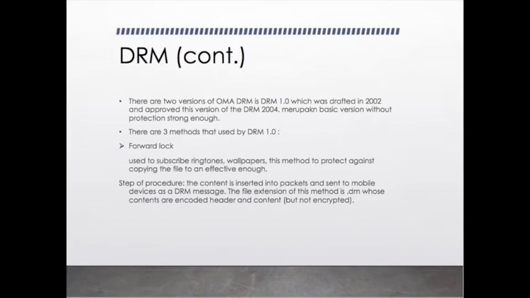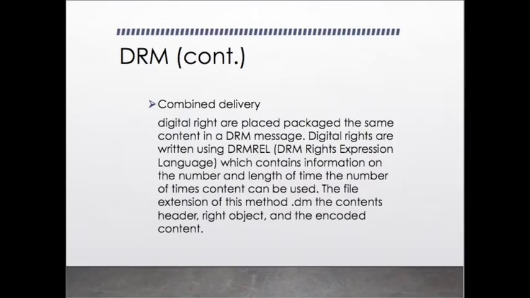Steps of procedure: the content is inserted into packets and sent to mobile devices as a DRM message. The file extension of this method is DM, whose contents are encoded header and content but not encrypted. Second is combined delivery. Digital rights are packaged together with the content in the DRM message. Digital rights are written using DRM REL, or DRM Rights Expression Language, which contains information on the number and length of time the content can be used. The file extension of this method is DM, with the contents header, rights object, and the encoded content.